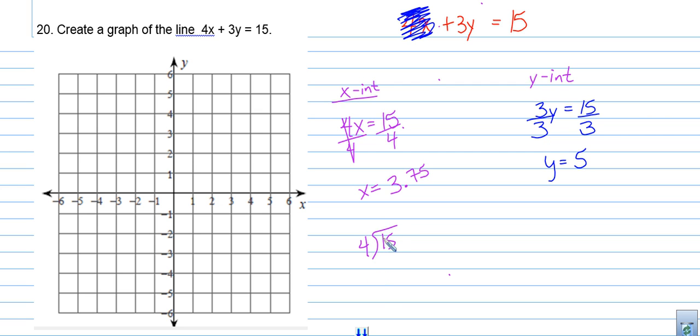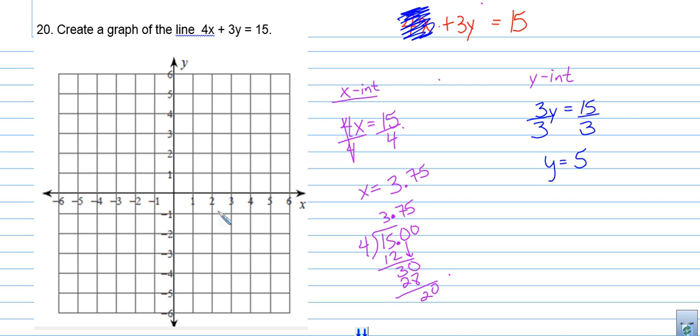So 4 goes into 15 3 times, you get 12. Okay, 3 comes down, so then you put your decimal point, and then 0 comes down, making it 30. 4 goes into 30 7 times, you get 28. 2's there, so you got another 0. 0 comes down, 4 goes into 20 5 times. So that's how you get 3.75.